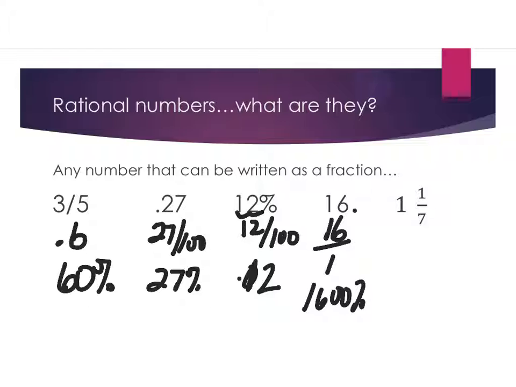Some fractions, like this one, 1 and 1/7, it's going to end up being a really messy, long number. But after a while, it repeats. So 1/7 looks like this. So 1 and 1/7 would be 1 point, and then 1 divided by 7 is 0.142857714. That's where it starts to repeat.